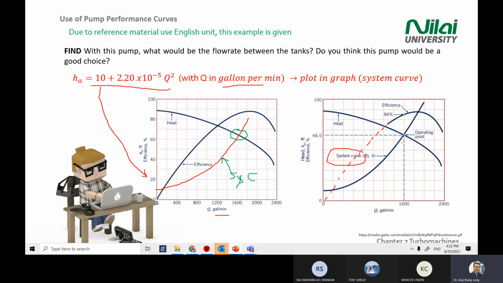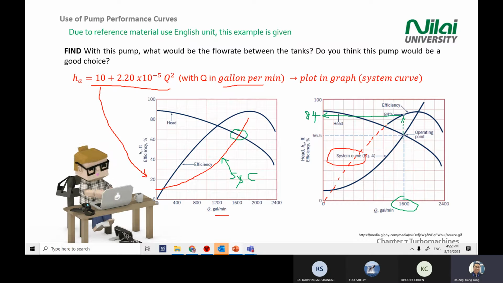So if you project down, like what you see on your screen on the left hand side graph, you will get your Q is 1600 gallon per minute, and you project to the left, you will get your head is 66.5 feet. Okay, and you project up this line from the dot itself, you will hit an efficiency line, and you project to the left, you will get the value of efficiency that is produced by the pump. So in this case, you will get 84%.